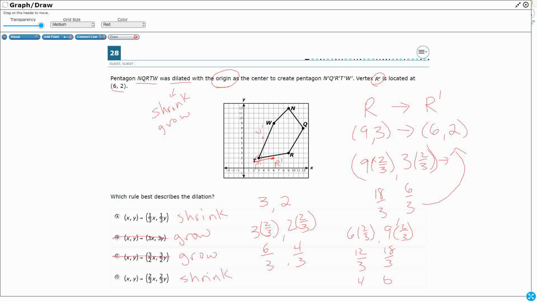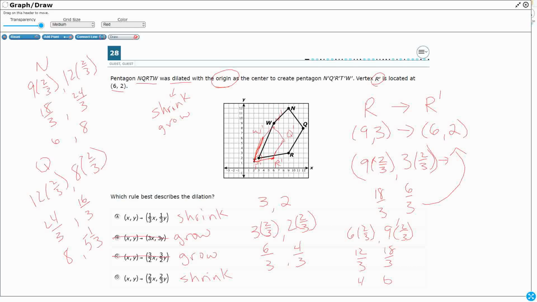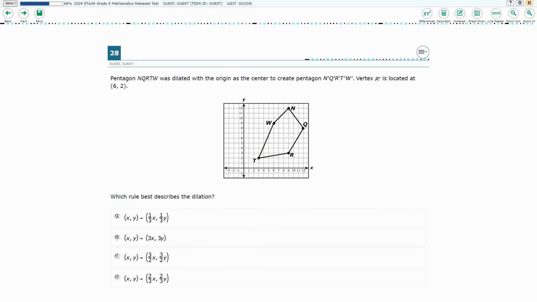And I could go ahead and just connect that right there. So I completed the rest, and you see it is the same shape, just shrunk down and dilated. So our answer is D. Multiply by 2/3.